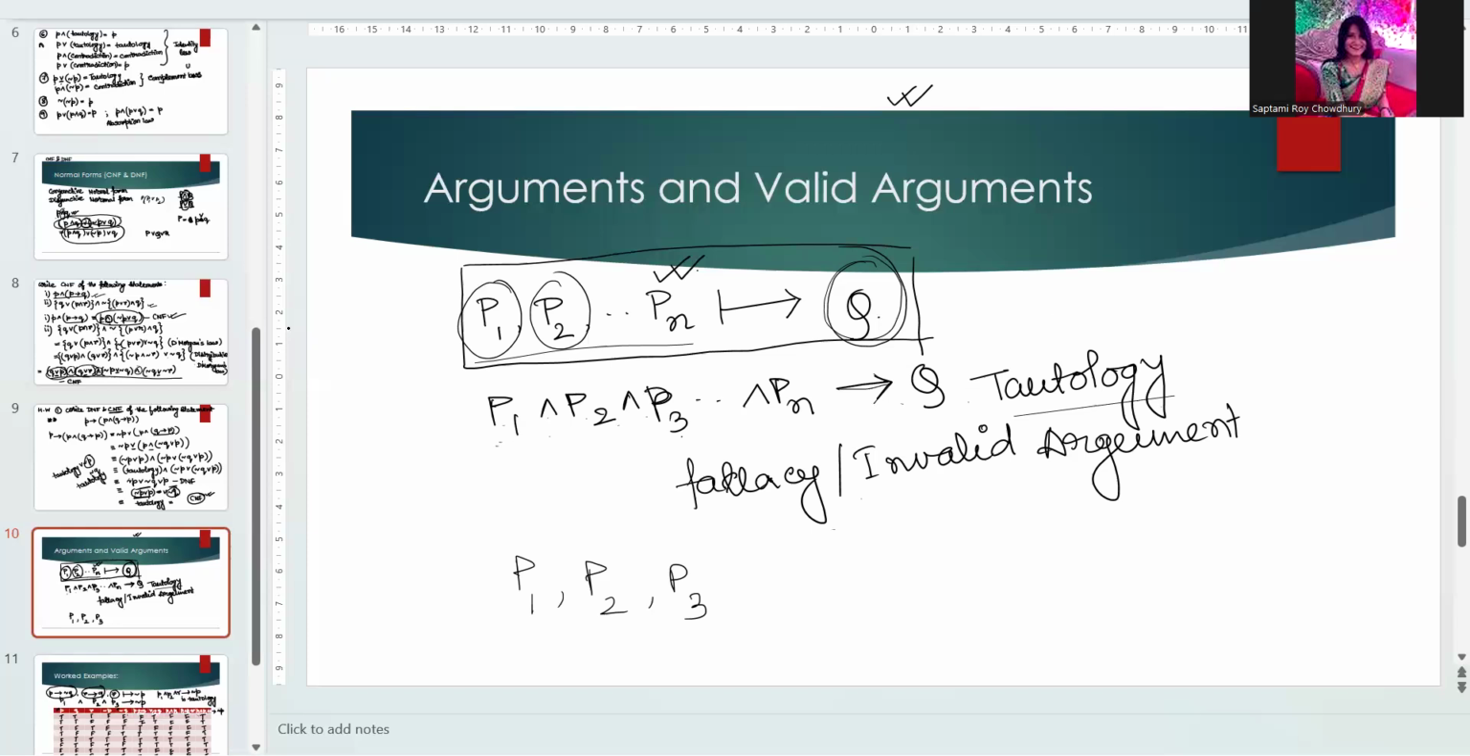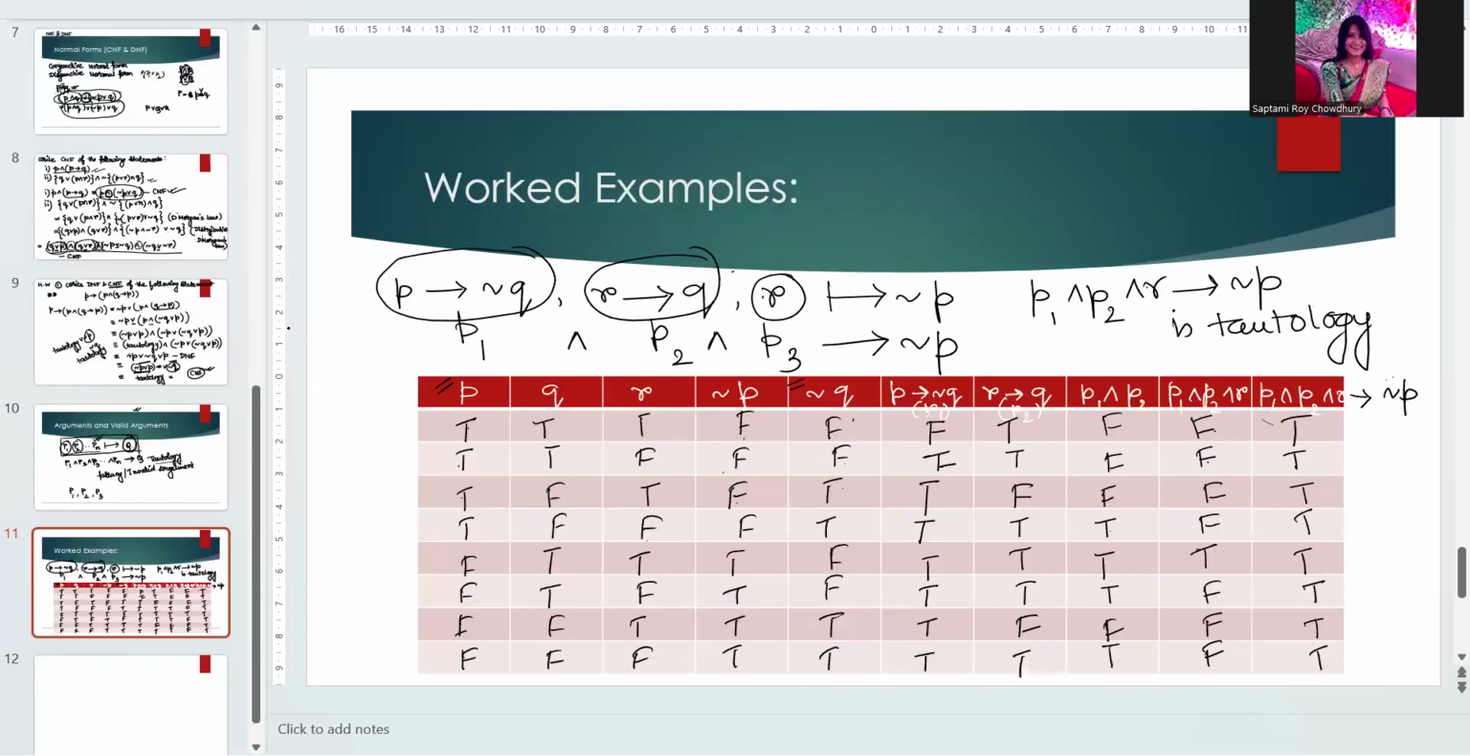Okay. So this is the last slide of this video, where we are showing a tautology. What are the propositions you have been given? This is your capital P1, this is capital P2, this is P3. Now we have to show that P1 conjunction P2 conjunction P3 implies negation P. And we will see that in the last line we get a tautology. That's why it is a valid argument.